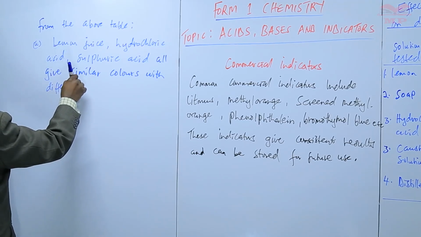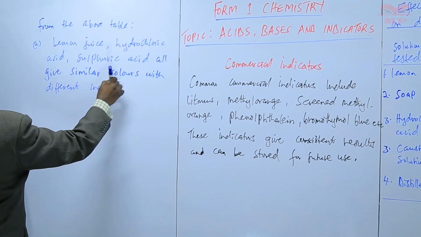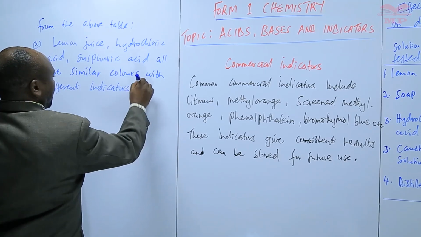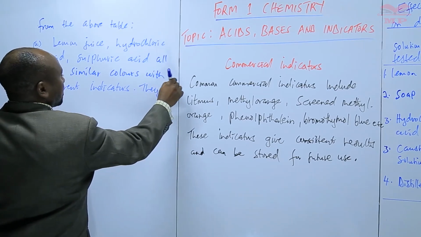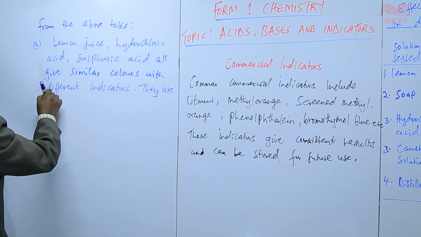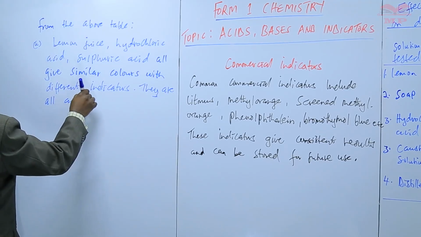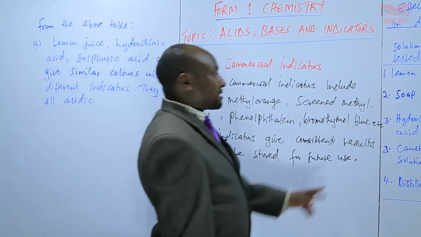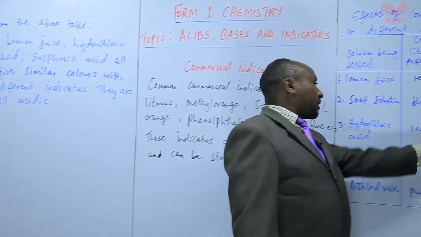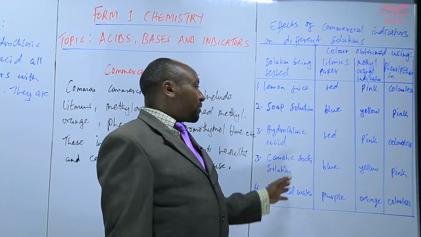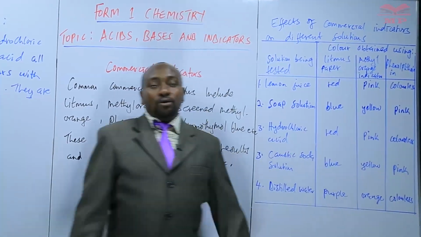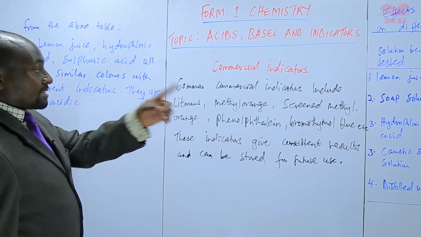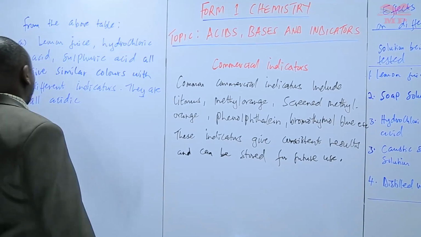They give similar colors with different indicators. They are all acidic. All of them are acidic. That's why they are giving the same colors. Lemon juice, hydrochloric acid, even if we were to use sulfuric acid, it will give us all those colors. So that's an indication that all acidic substances will behave like that.